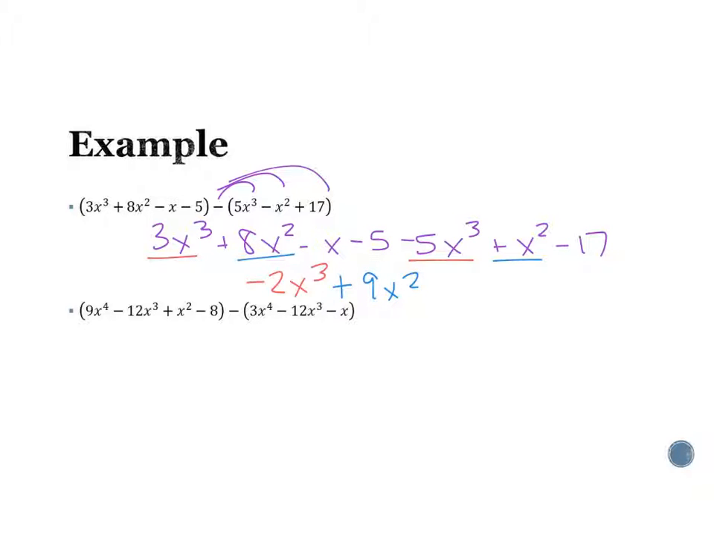So make sure to put your sign there. And then I have my x's, and just one of those, so that's just a negative x. And finally, we have our constants, negative 5 and negative 17, and those are going to combine to be a negative 22. Then there's your answer. Right? None of those are like terms, so we can't combine it anymore. Tell you what, I'll leave the second one for you. Make sure that you do that, and we will check your answer.